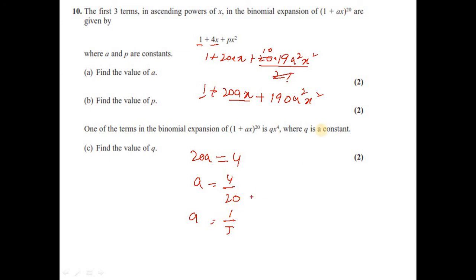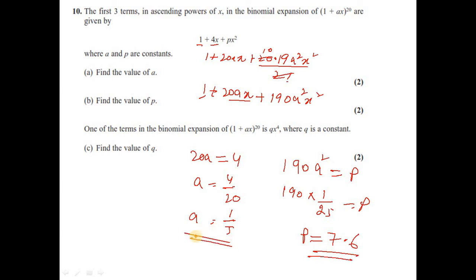And what about p? You can say that for the third term, 190a² is equal to p. And then a you have found 1 upon 5. So 190 times a², 1 upon 5 squared, which is 1 upon 25, is equal to p. And then p is equal to 190 upon 25, or if you divide you will get 7.6. This is the value of p and a.